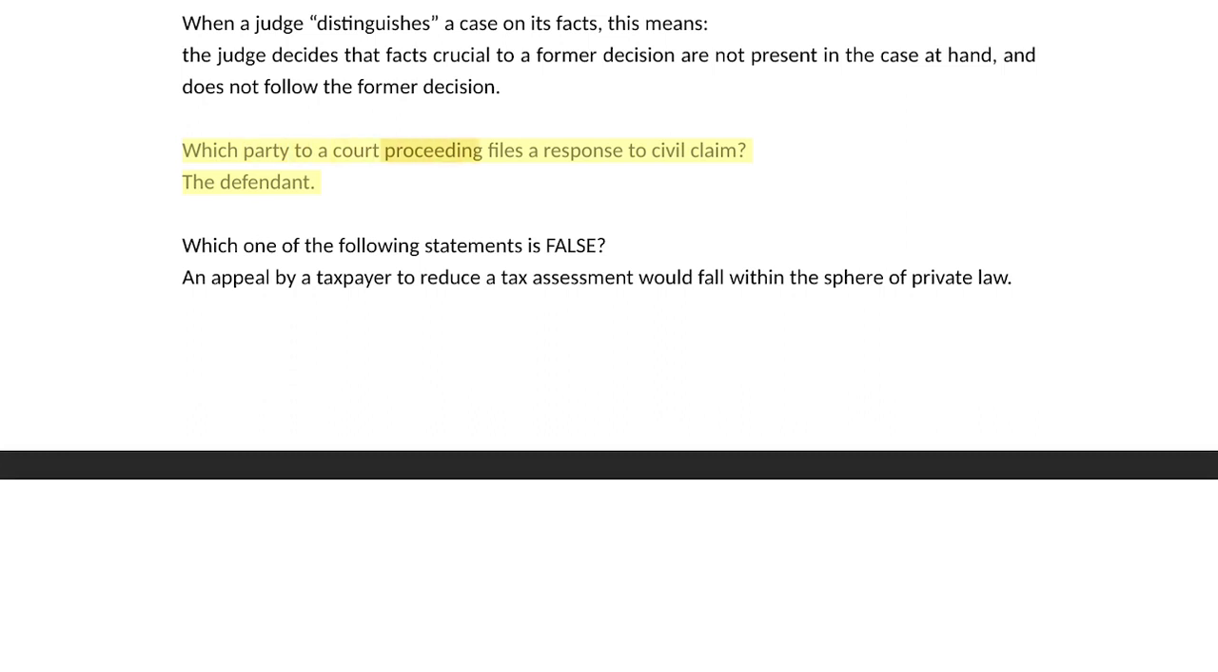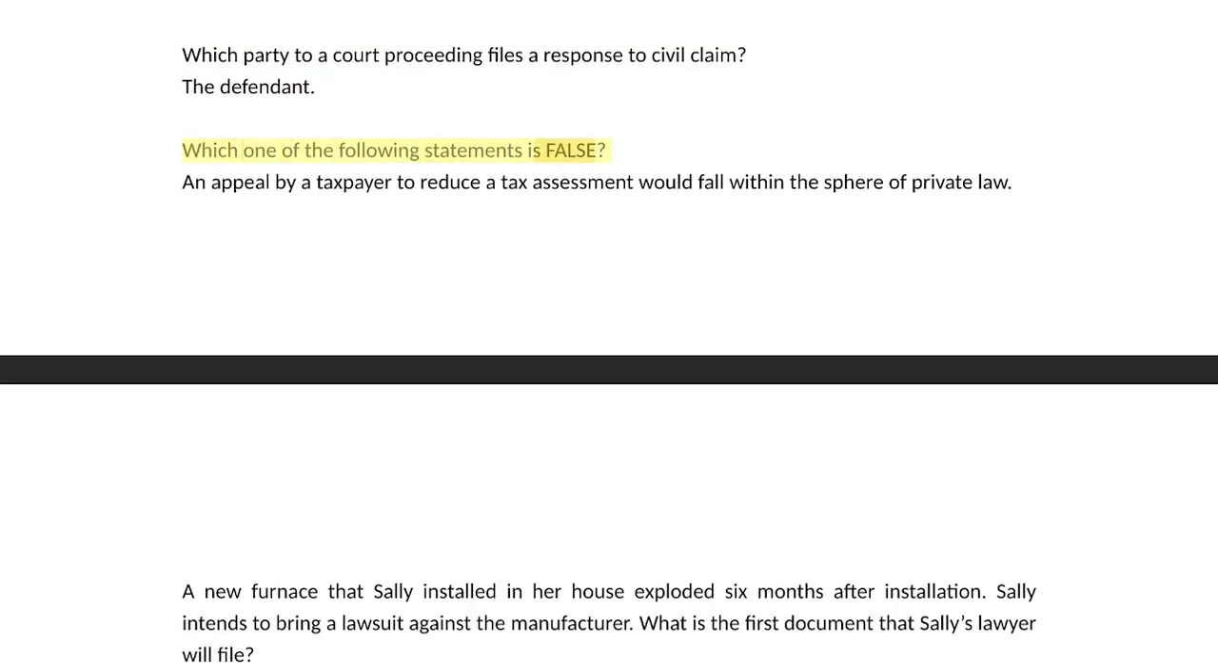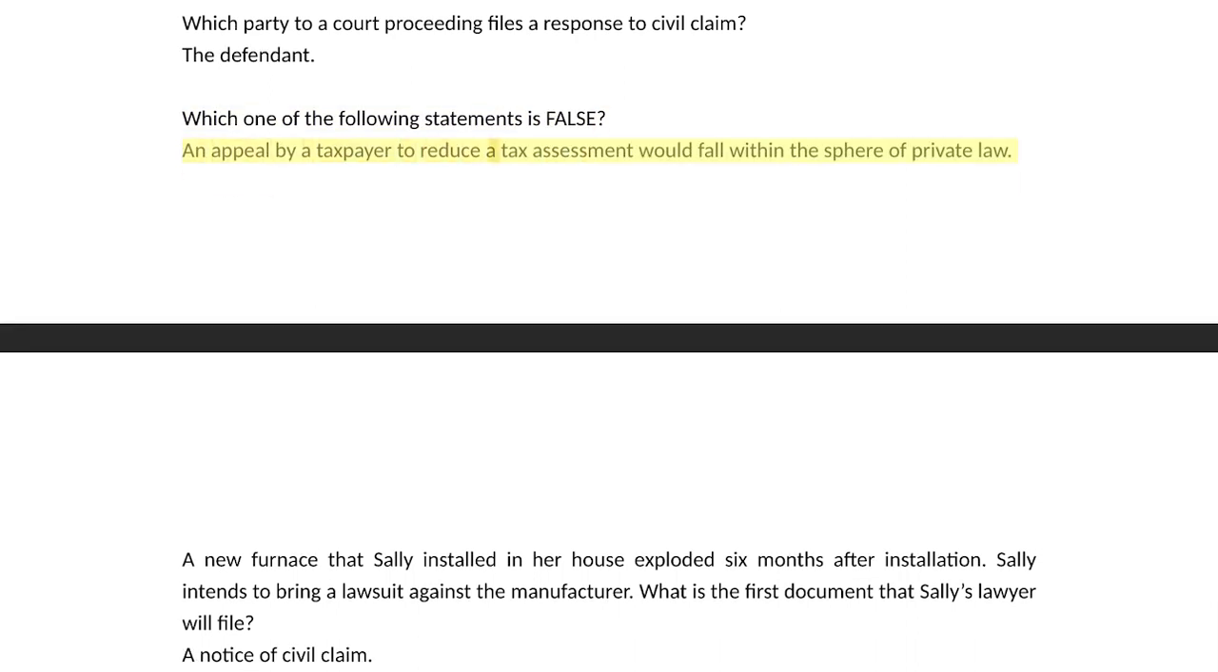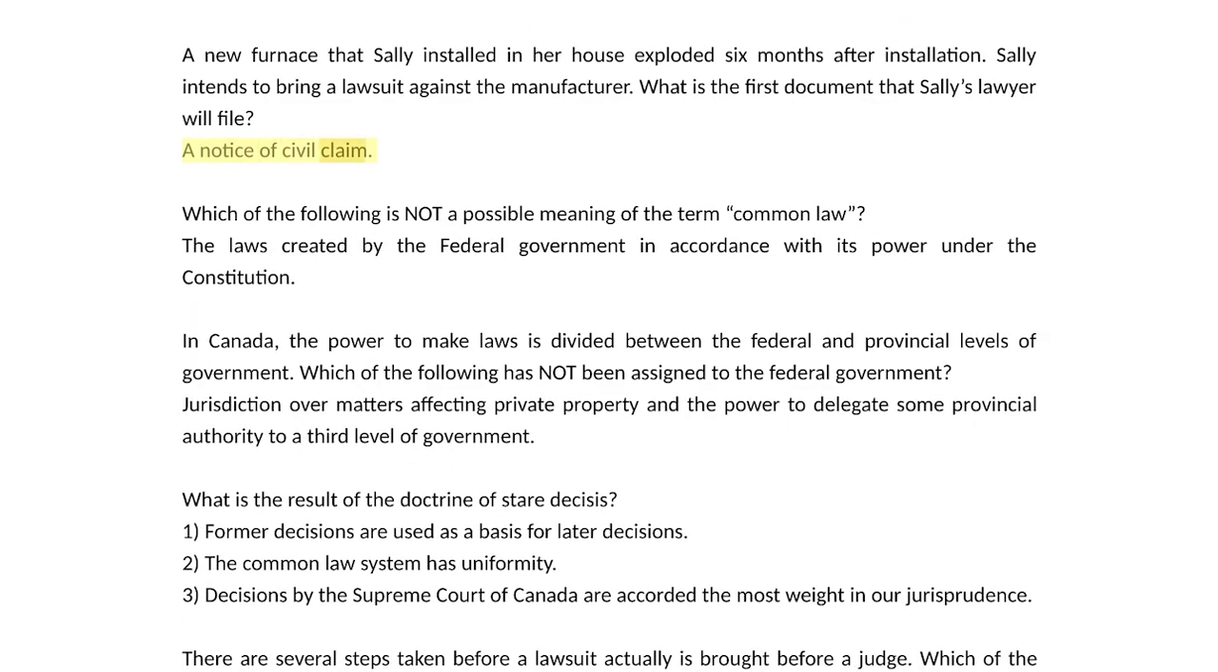Which party to a court proceeding files a response to civil claim? The defendant. Which one of the following statements is false? An appeal by a taxpayer to reduce a tax assessment would fall within the sphere of private law. A new furnace that Sally installed in her house exploded 6 months after installation. Sally intends to bring a lawsuit against the manufacturer. What is the first document that Sally's lawyer will file? A notice of civil claim.